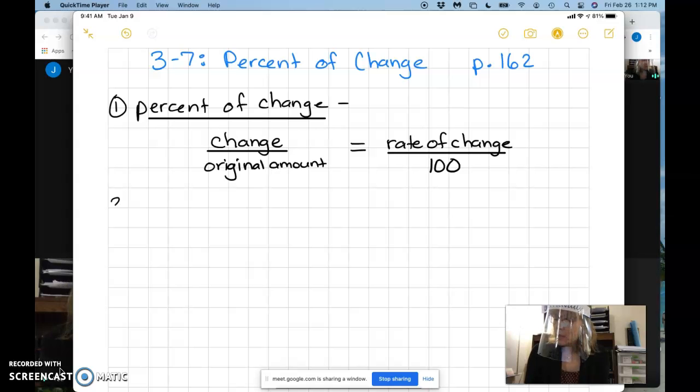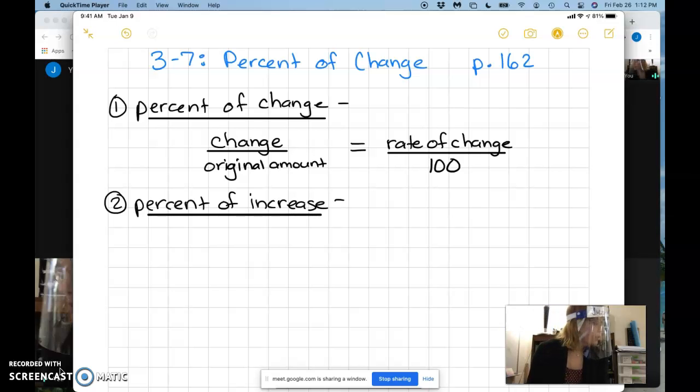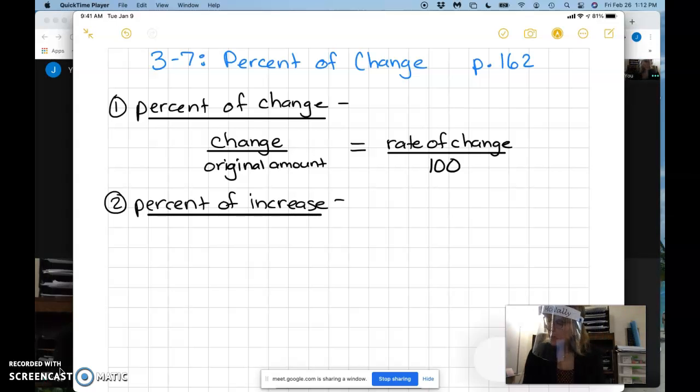And then, like I said, there's two types of percent of change. There's a percent of increase and a percent of decrease. So percent of increase means my new number is bigger. Increase means bigger.